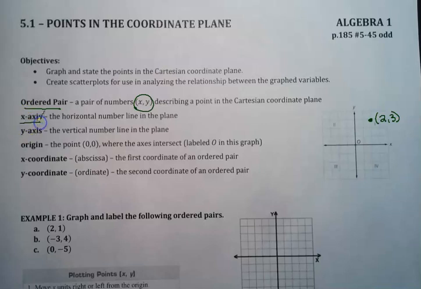The x-axis is the horizontal number line in the plane. Notice it's here. The y-axis is the vertical number line. Notice it's labeled there. The origin is the point 0, 0, where the axes intersect. It's often labeled as O, if it is labeled. The x-coordinate is called the abscissa. It's the first coordinate of an ordered pair. So in that x and y ordered pair, the abscissa is the x. The y-coordinate is the ordinate, the y. It's the second coordinate of an ordered pair.